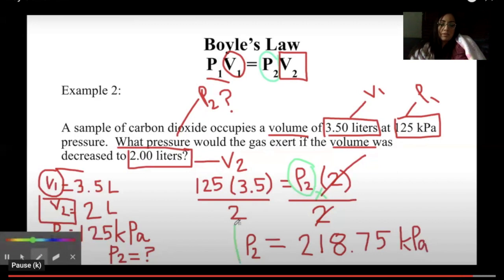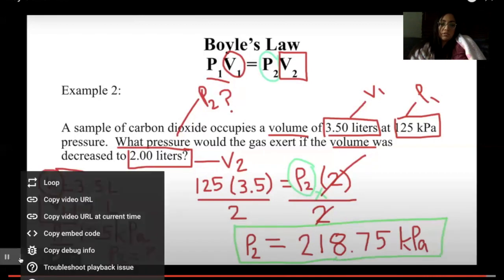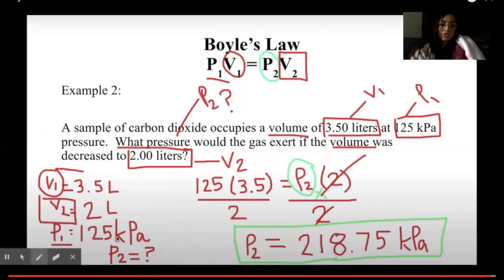And another thing I want to note really quickly is if you're unsure, just look at your original pressure. It should be in the same range. These are really big numbers and they seem far away. So another way that you can check yourself is volume 1 was 3.5 and volume 2 was 2. So volume went down. So that means pressure should go up. So the original pressure was 125 and P2 was 218. So that's the way you can check yourself if the trends are matching. One goes up, the other goes down, or vice versa.